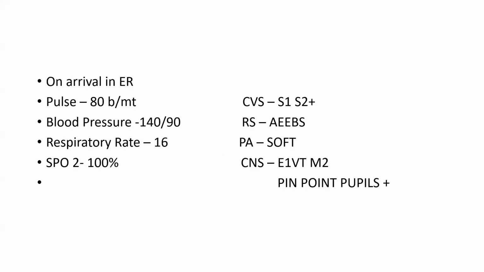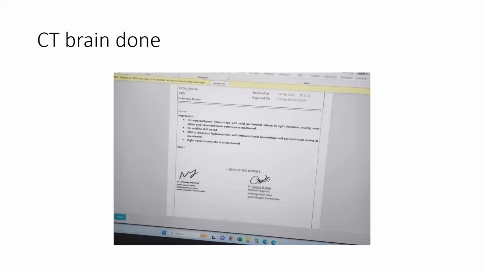for further management. On arrival in ER, his pulse was 80, blood pressure was 140/90, respiratory rate was 16, saturation was 100%, CVS S1 S2 present, RS air entry was equal on both sides, per abdomen was soft. On CNS examination, we found he was E1, VT, M2, and pupils were pinpoint bilaterally.